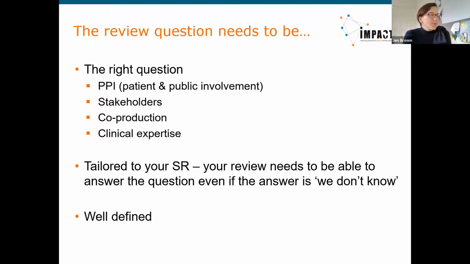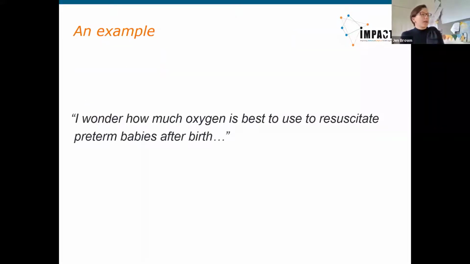And in terms of what we're going to be talking about in this session, your review question needs to be well defined, and what that means is what we're going to unpack in the next couple of slides. I will be flicking back and forth between general transferable points and coming back to an example that I worked on a couple of years ago, working with a neonatologist. One of the clinical questions that he faced on a regular basis was how much oxygen to use to resuscitate preterm babies after birth.